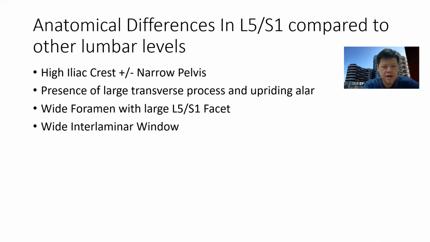However, in L5S1, unlike other lumbar levels, there's a high iliac crest or narrow pelvis. There's also the possibility of an upriding ala close to a large transverse process, narrowing the window further. There's a wide foramen, a large L5S1 facet, and a wide interlaminar window. These are the specific characteristics of the L5S1 level.